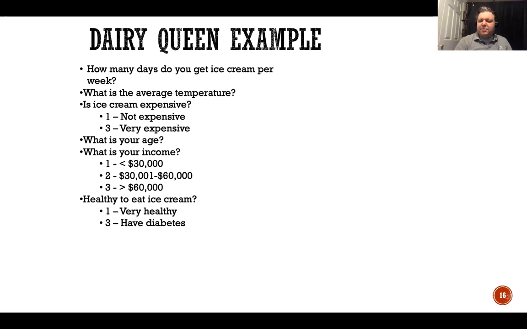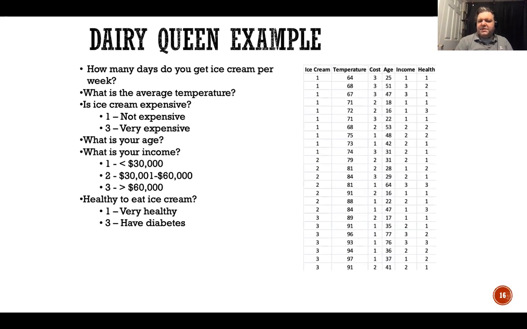And we asked so many passengers in their cars, and this is what we get. We find that the first column is how many days per week they get ice cream on average. The second column is the temperature for the day. That's my first independent variable. The second variable is the cost. Is it expensive or not to us? The third is the age of the person. The fourth is the income. So do they have low income or high income? And then the fifth is, are you healthy enough?